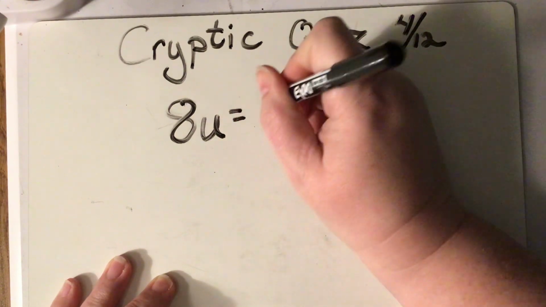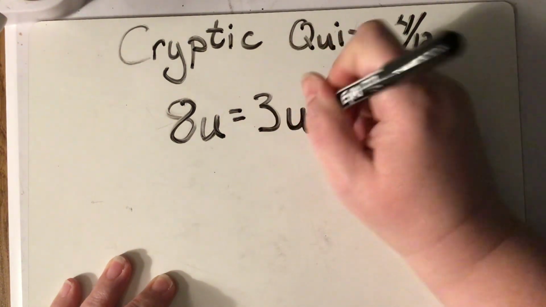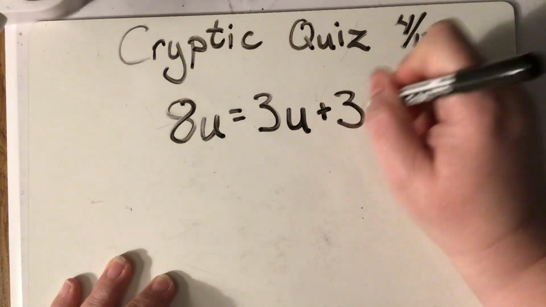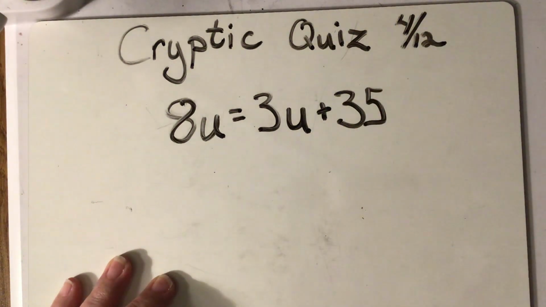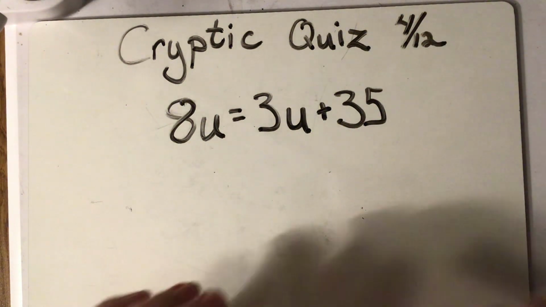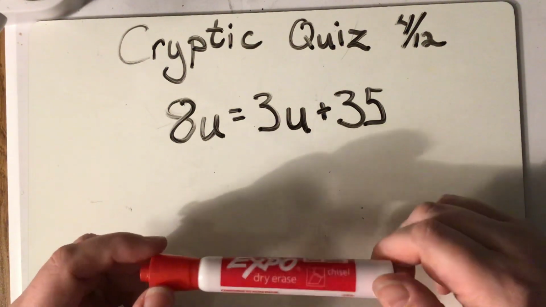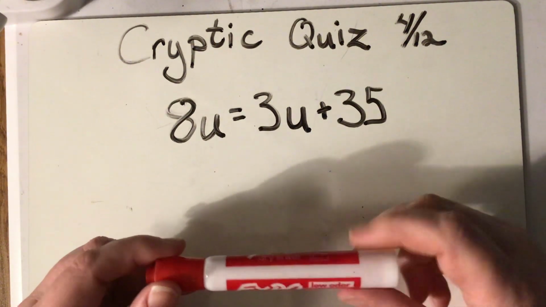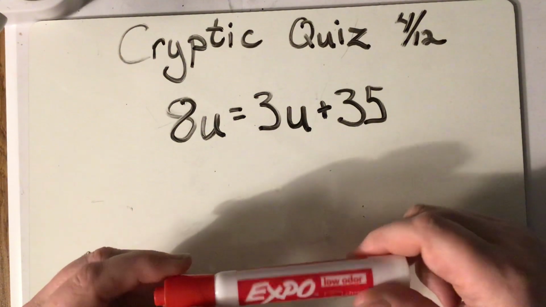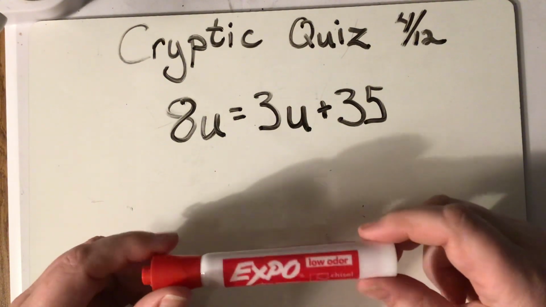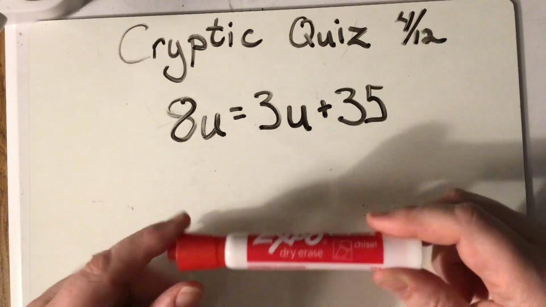8u equals 3u plus 35. Okay, so now just a reminder, if you fast forward, then I can't help you. You'll just get the answers for now, but that's not going to help you get ready for Math 1B, and it's not going to help you out on the tests, okay?